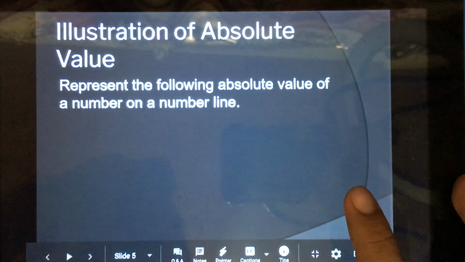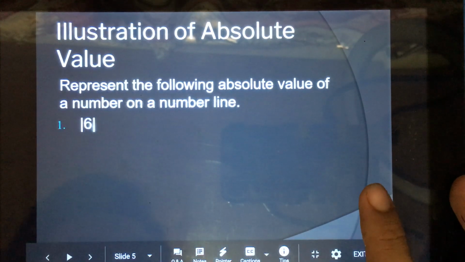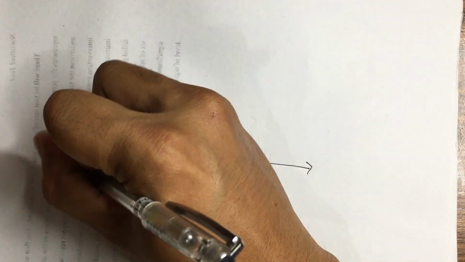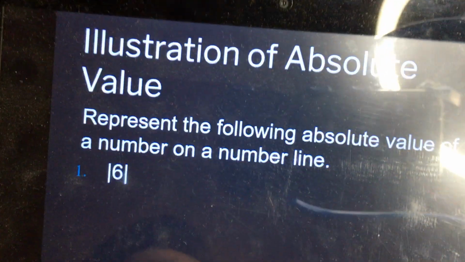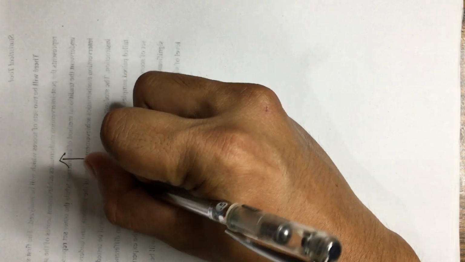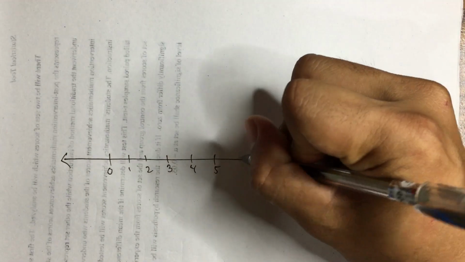Now, let's illustrate the absolute value. Represent the following absolute values on the number line. Let's begin with the absolute value of 6. First, you draw the number line. This is the number line, and our given is the absolute value of 6. If this is 0, this is 1, 2, 3, 4, 5, 6.